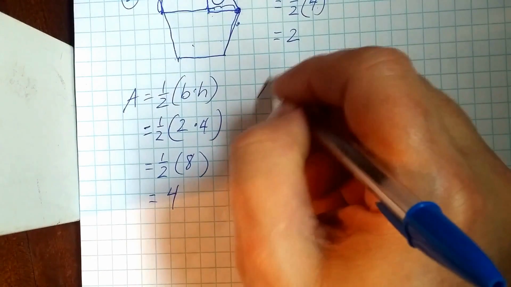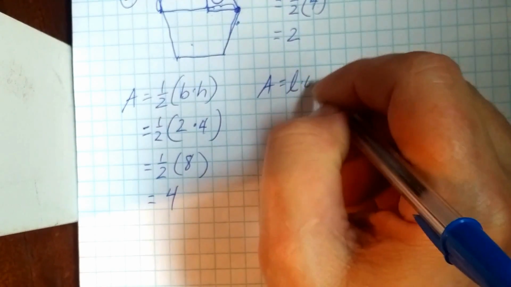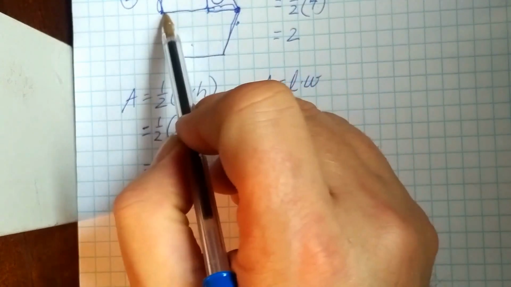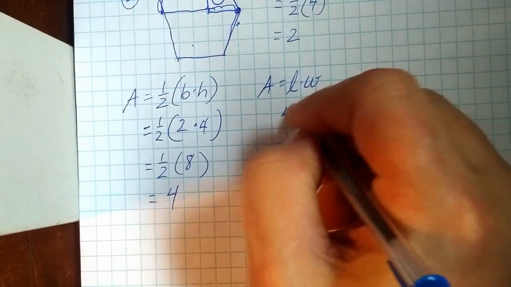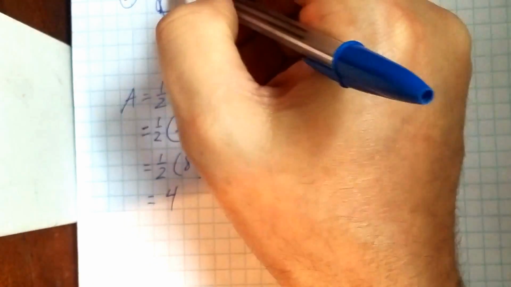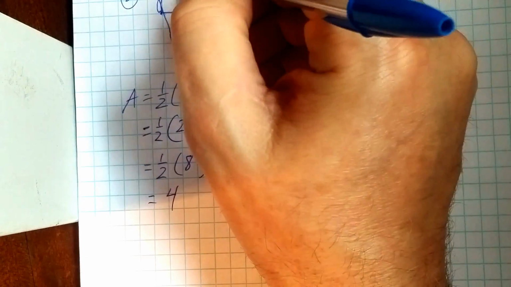Now a rectangle is simply the length times the width. And we could actually, if we wanted to, even count these. But we can see it's 4 times 3. So that's going to be 12. And we could actually count the 12 for this part here.